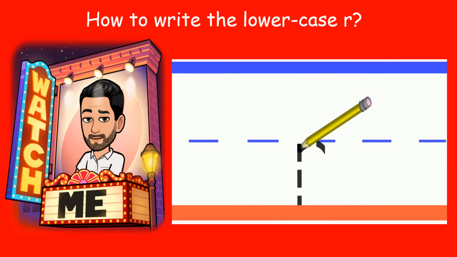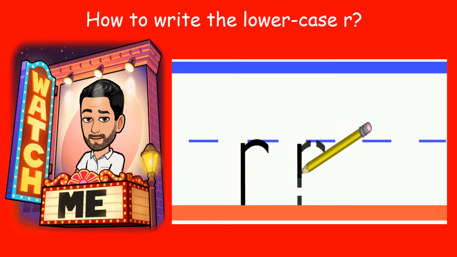From the middle, we draw a straight line down. We go back up and do a little curve around. Let us try it again. From the middle, we draw a straight line down. We go back up and draw a little curve around. Now you try it, boys and girls.